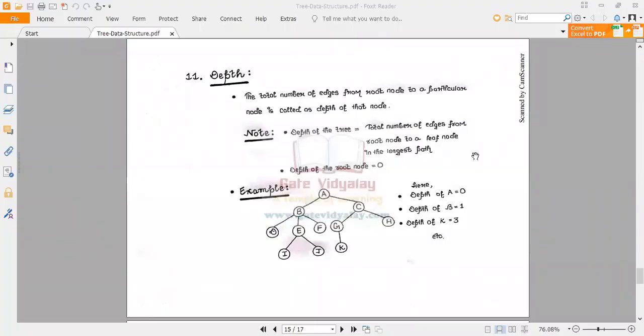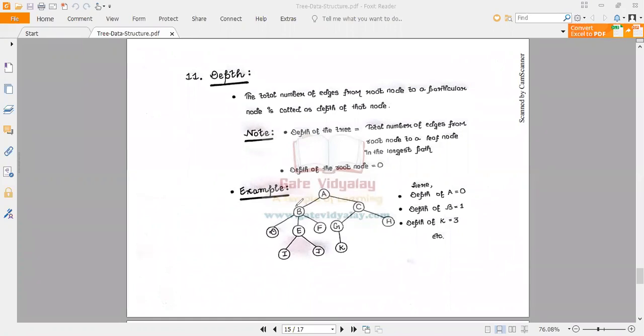The total number of edges from root node to a particular node is called the depth of that node. So let's check from the example over here. Depth of A is 0. We have to move from upward to the downward direction now. Alright. So depth is what? A's depth is 0 because it is the root node. It does not have any upward level.